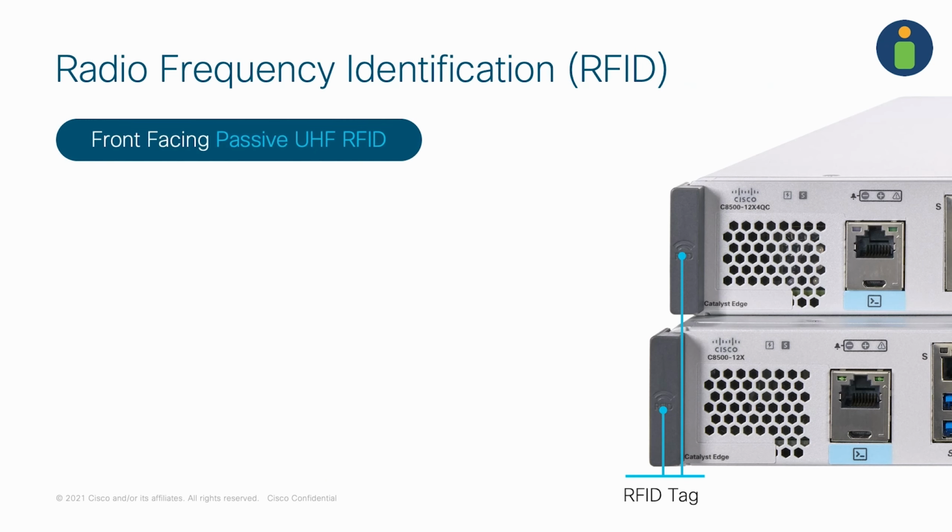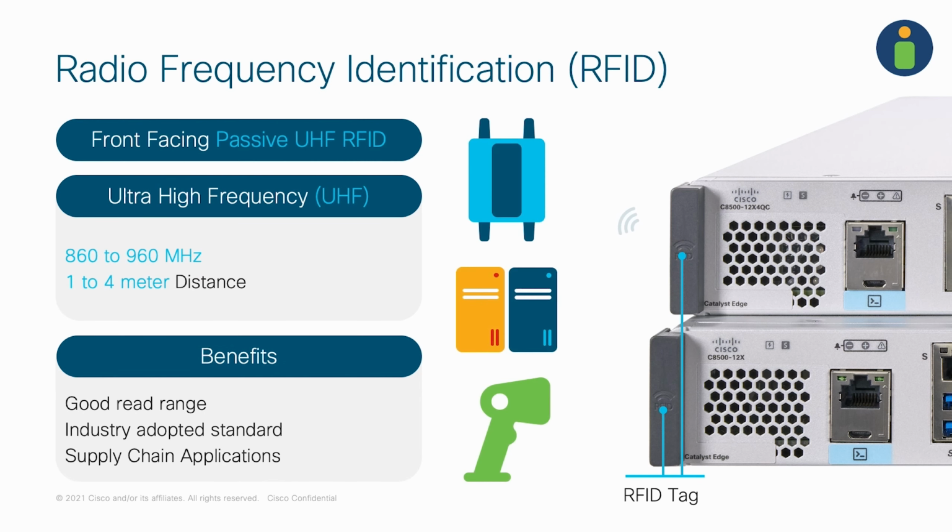The next important user-friendly aspect is the RFID tags. We do have passive RFID tags on the chassis for all the Catalyst 8500 platforms. As you see in the picture, these RFID tags are fitted on the side of the chassis with the help of a screw, and they are passive in nature. They do not need any battery or power to be consumed.